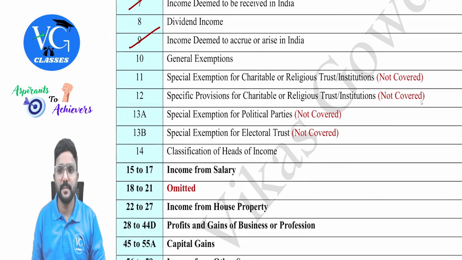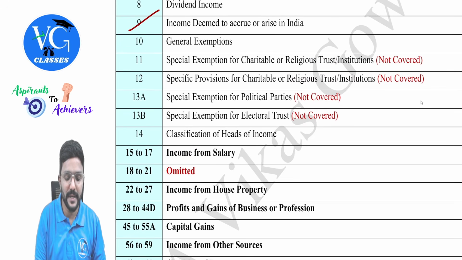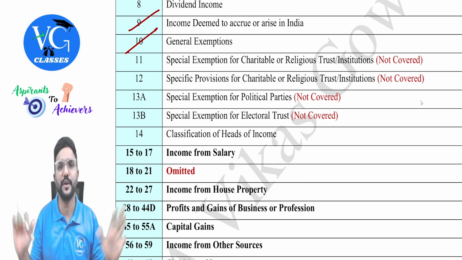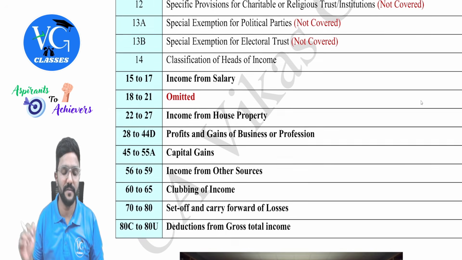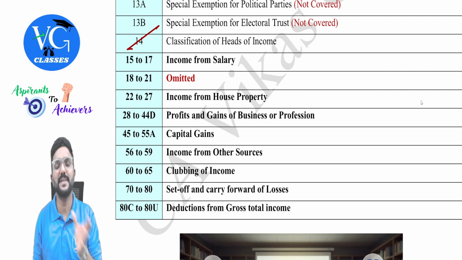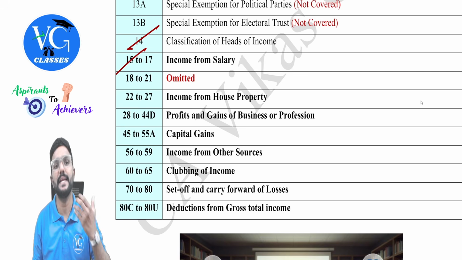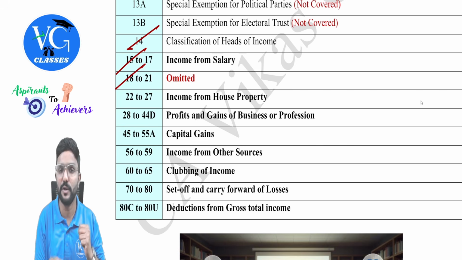Okay. So exemption, as I told you, I would be covering it under the respective topic or respective head. Then section 11, 12, 13A and 13B is not a part of your syllabus, guys. Then section 14 we just now saw where the income is classified under the 5 heads of income. Then 15 to 17, which we'll learn now, that is salary head, guys. 18 to 21 has been omitted.